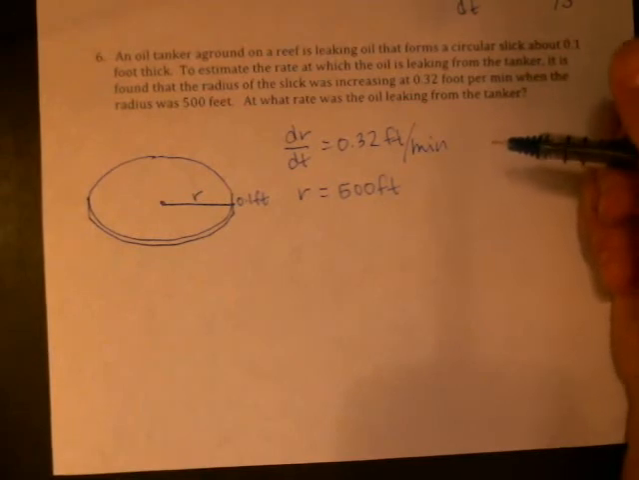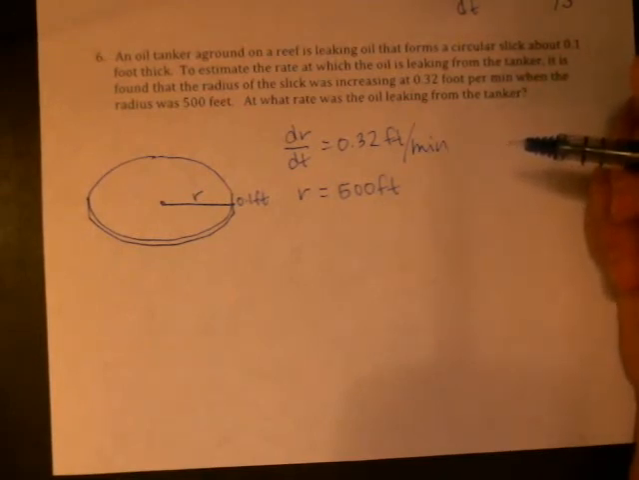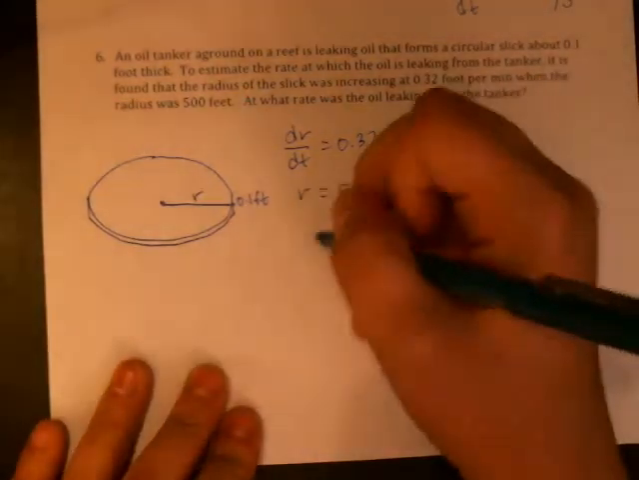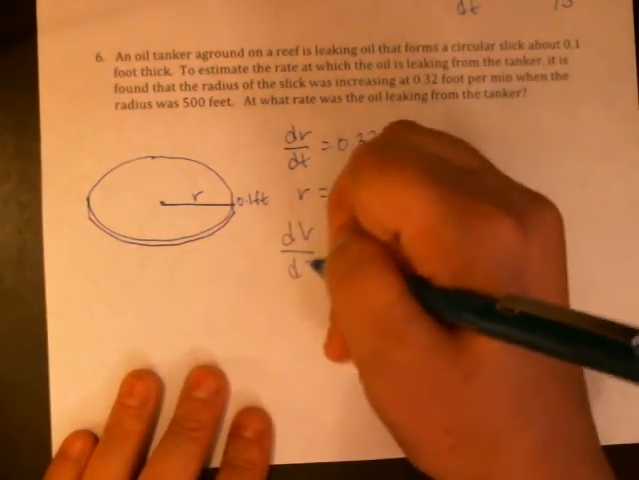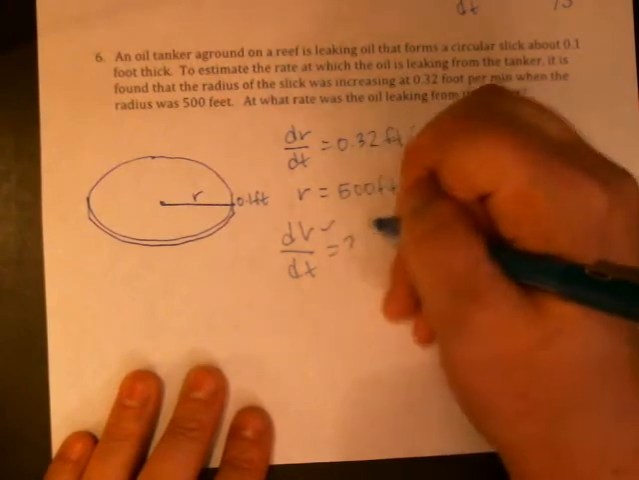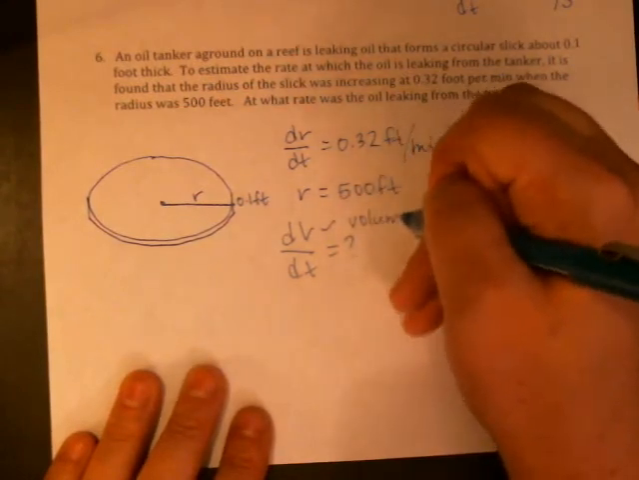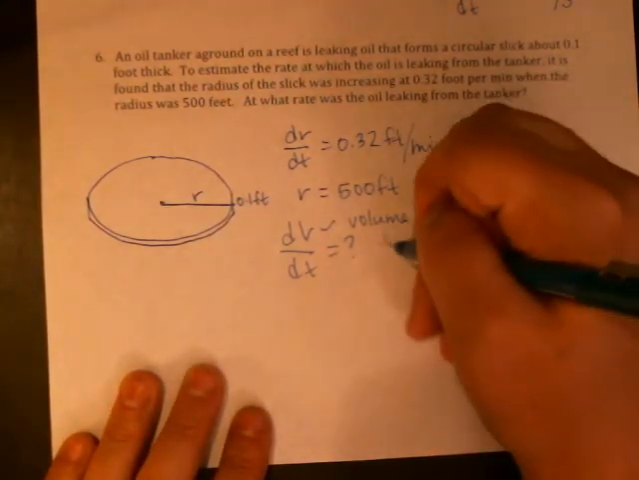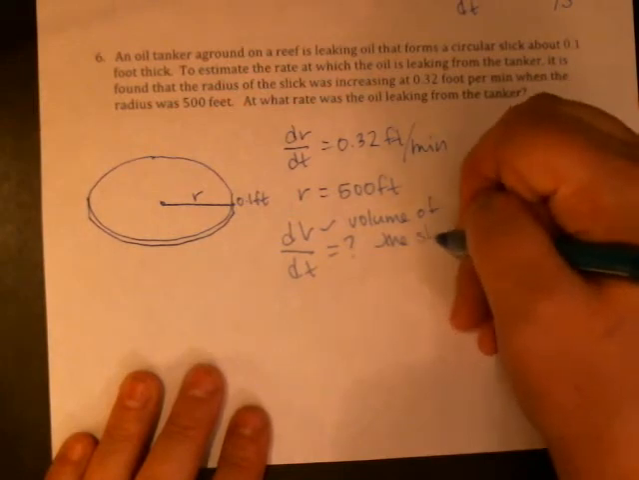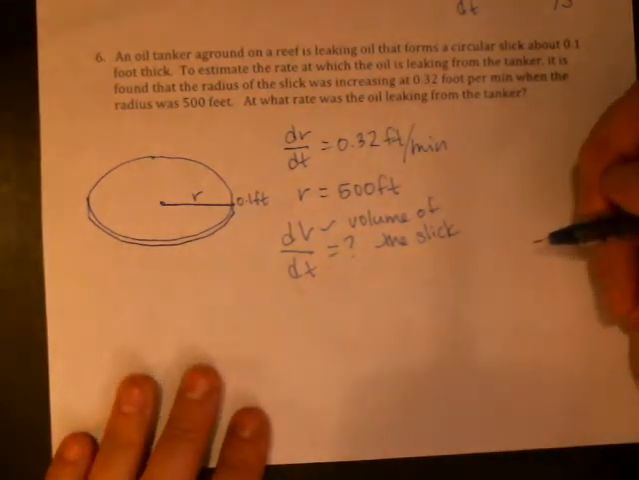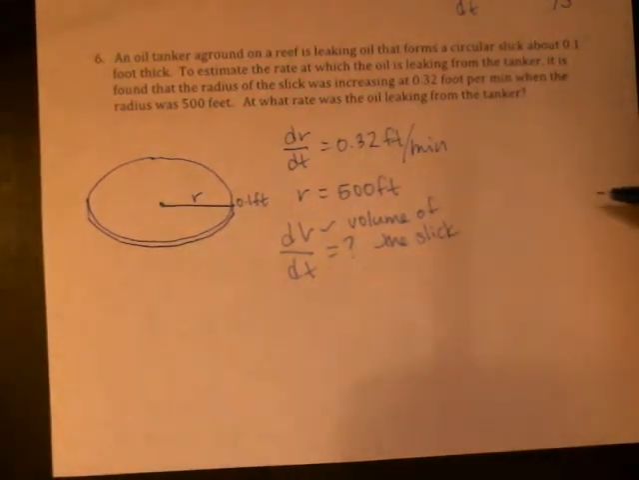Okay, so if we want to figure out how fast oil is leaking from the tanker, measuring oil, that's going to be a volume measurement. So we want to find dV/dt, where V is the volume, and I'm going to say volume of the slick, although you could say it's the volume of oil in the boat, but that seems a little more confusing to me. I could figure out the volume of a slick. Okay, so volume of the oil slick.